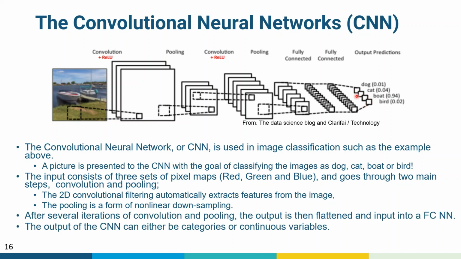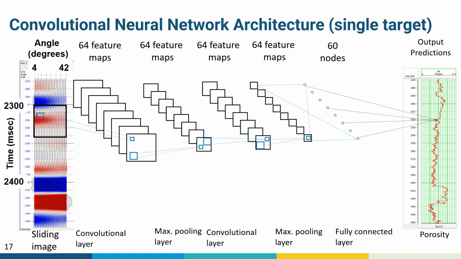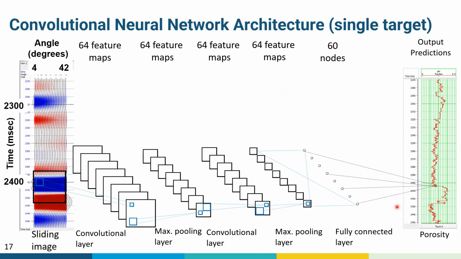Now we can also output continuous variables here, and that's what we'll do in our particular case. So rather than providing an image of a boat or cats, we're going to bring in seismic gathers, and we're going to construct a seismic image associated with this. So we have data from 4 to 42 degrees in 2-degree increments. So we'll have a 20 by 20 pixel image, and associated with this will be one porosity value for this particular well. And we'll just extract a series of different images by running a sliding window, and associated with each one of these images will be a particular target variable.